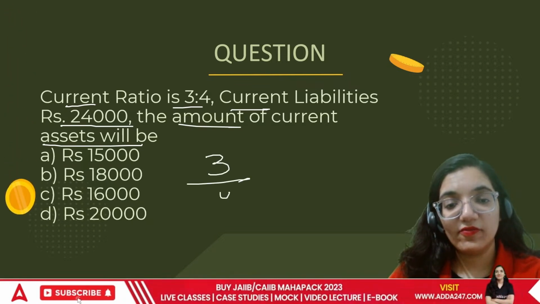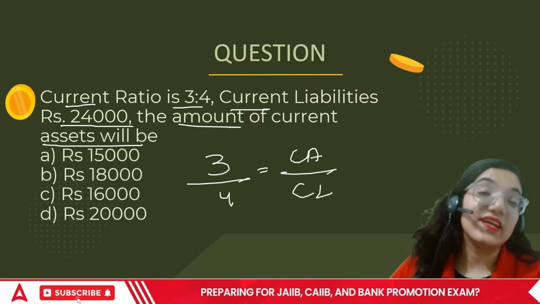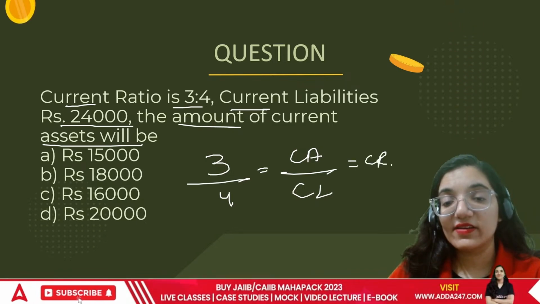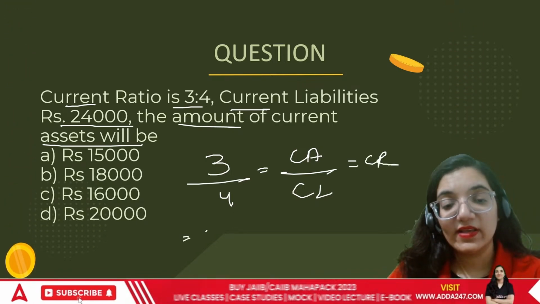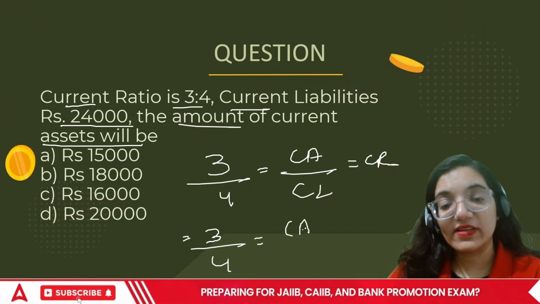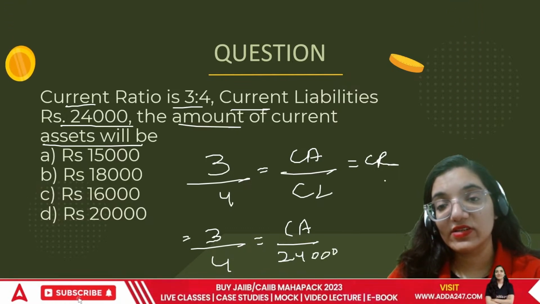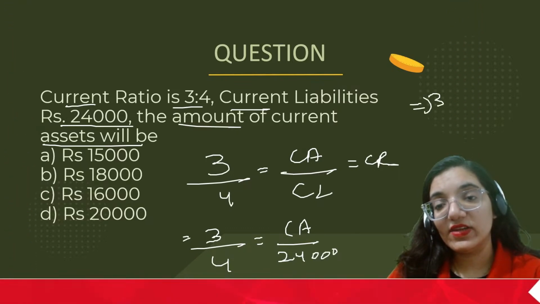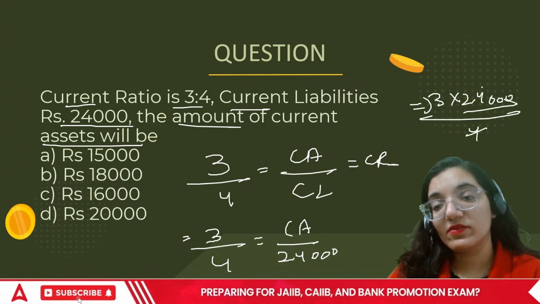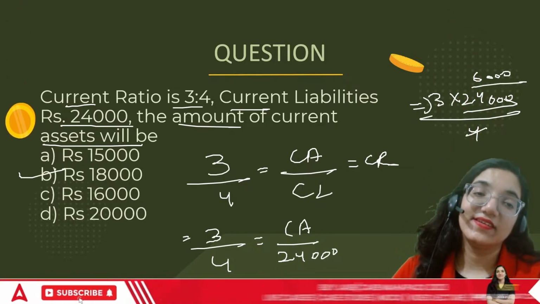3 upon 4 is equal to CA upon CL. That's the formula of current liabilities and current assets. This is the formula for current ratio, and they've given the ratio already. So it's like 3 by 4 is equal to current assets, which I don't know, while the current liabilities are 24,000. So it turns out to be 3 multiplied by 24,000 divided by 4. And this comes out to be 18,000.